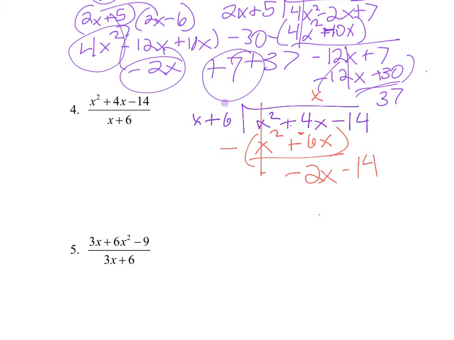All right, so I need a minus 2. Minus 2x minus 12. But now I'm subtracting, so the 2x goes away. The 12 becomes a plus. So I end up with a minus 2 as my remainder.